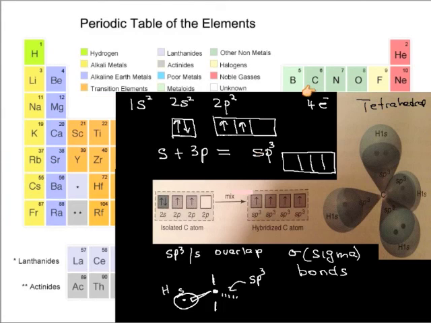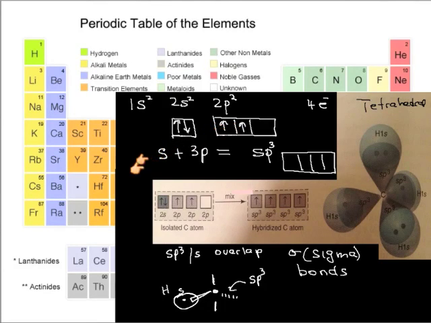Next element is carbon. Let's see what happens to carbon. Carbon's electron configuration is 2s2, 2p2, and we have a total of 4 electrons. Common sense will tell you that carbon should only make 2 bonds because there's only 2 unpaired electrons. But data shows that carbon can make 4 bonds. So how does this happen?